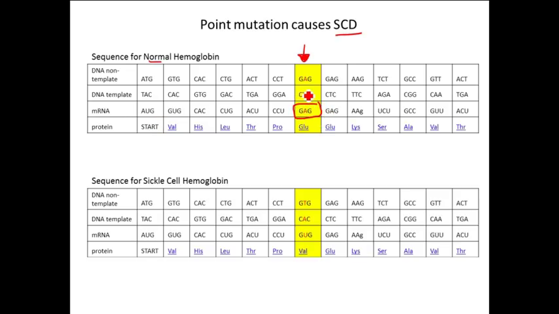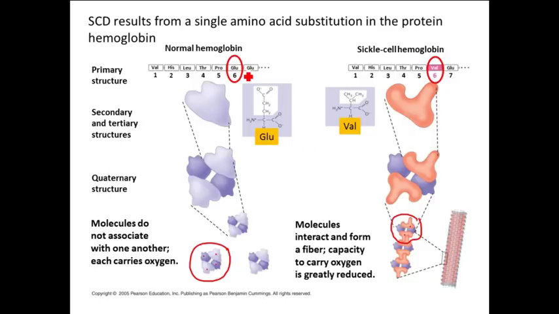Okay. So in the template DNA, the codon should be CTC, and that would code for glutamic acid. Okay. Glutamic acid is hydrophilic. It's hydrophilic and it's acidic, right? So how is it going to interact when it's part of a protein? It's going to be hanging out on the outside of that protein, facing the water and interacting with water.